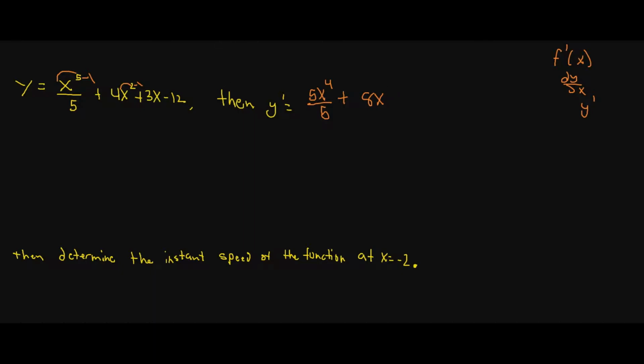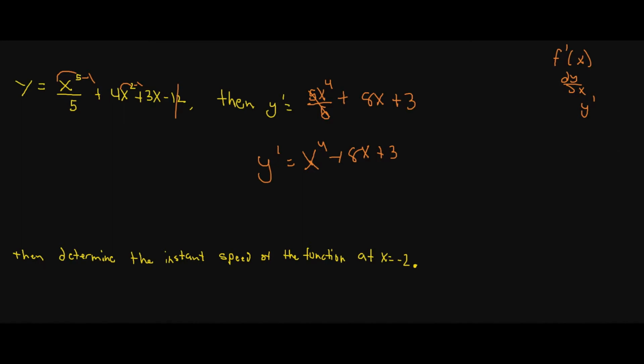And what's the derivative of 3x? Well, hopefully you're getting the hang of it. It's just 3. And then the derivative of negative 12, it doesn't have a variable. There's no rate of change, 0. Boom. So there it is. The 5's cancel out, and we get y prime is equal to x to the 4th plus 8x plus 3.